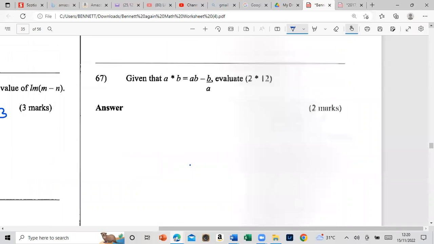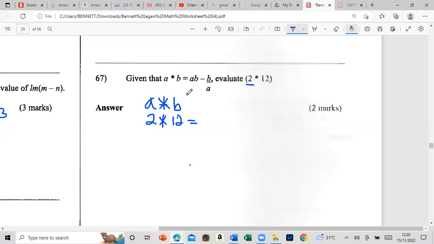It says, given that A asterisk B is equal to AB, so that's A times B, minus B divided by B, evaluate 2 asterisk 12. Alright, so this is how you do this, guys. This is what we call a binary operation. So we write back this A asterisk B, and the first value, just match it up, so it's 2, and this is 12. Did this in my class recently.